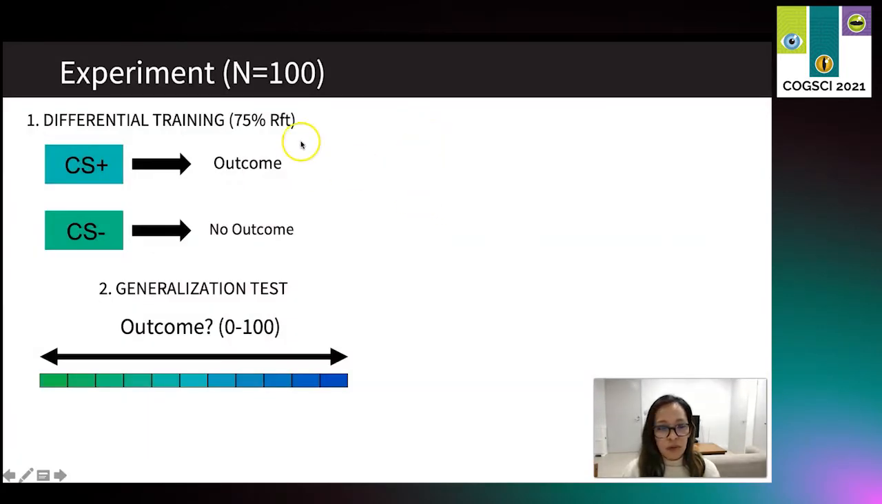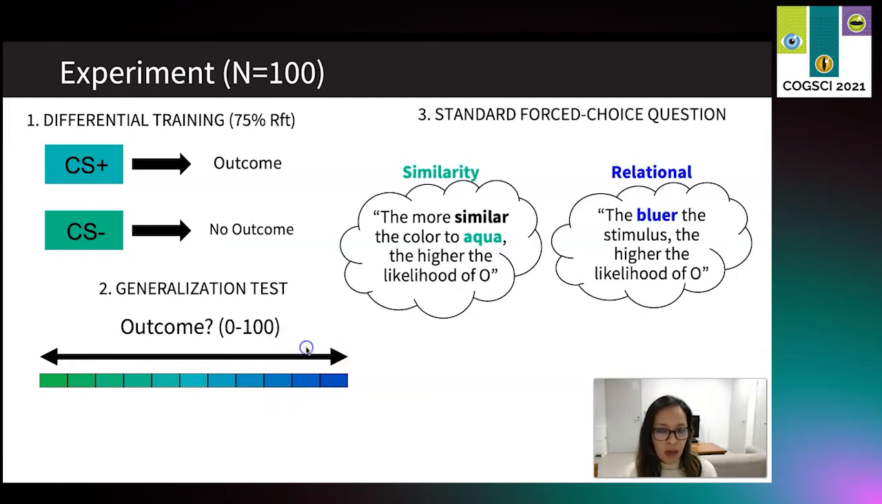So in this experiment, we ran 100 participants online. We administered differential training with partial reinforcement of the Cs+. This is just typically what we always do in our experiments. And then we administered a standard generalization test. So we presented these stimuli ranging between green and blue in randomized order, and we got participants to predict how likely they thought the outcome would be for each of these stimuli.